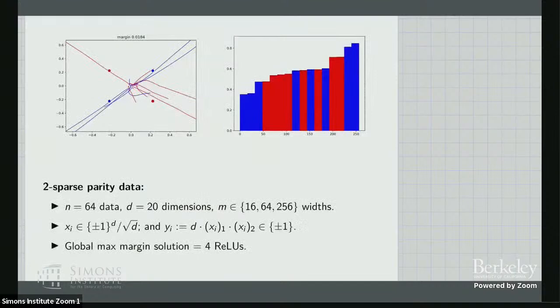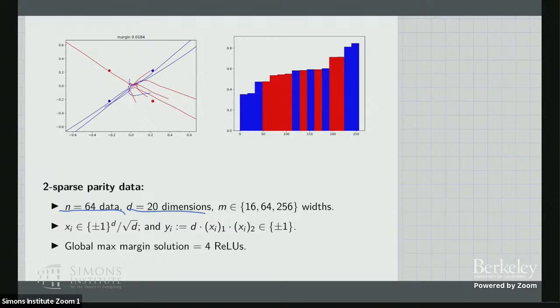This is not a talk focused on sparse parity, but especially in light of recent interest by many authors, I realize it's something that can excite a lot of us. So I just want to say what these results do if we consider the problem of two sparse parity. Let me explain the problem to you. In all these experiments I'm running, I have 64 data points in 20 dimensions, so I'm only showing the two-dimensional projection.